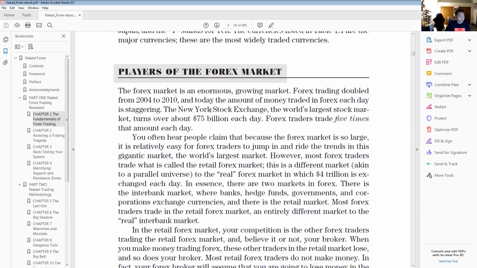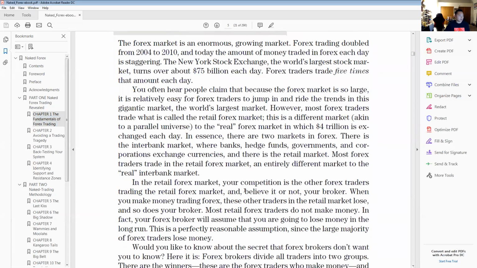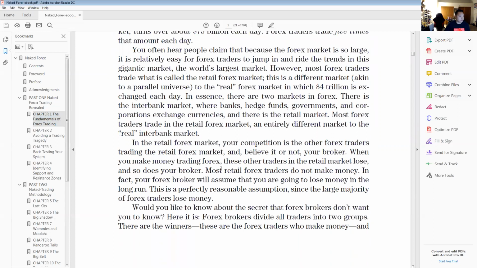Look at this. The New York Stock Exchange, the world's largest stock market, turns over $75 billion each day. Now, that's just the stock market. Forex traders trade 5 times the amount each day. 5 times 75 billion. That's why it's a $5 trillion market. It's freaking huge. But here they're saying $4 trillion is being exchanged every single day throughout the whole world.